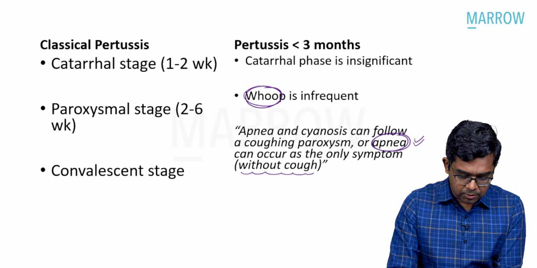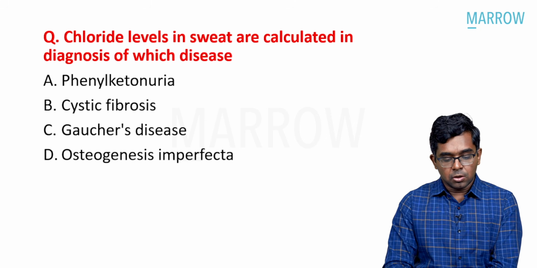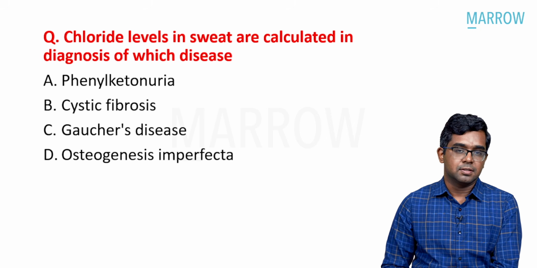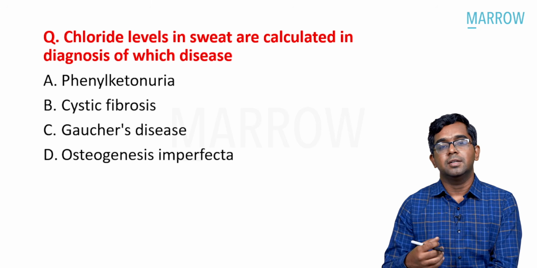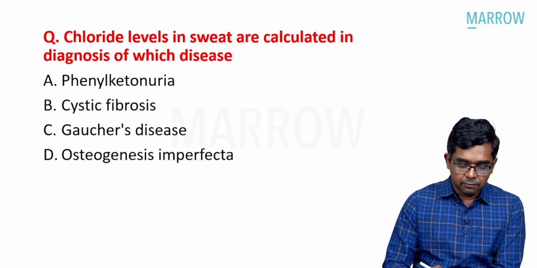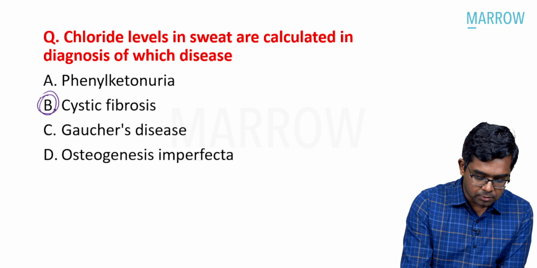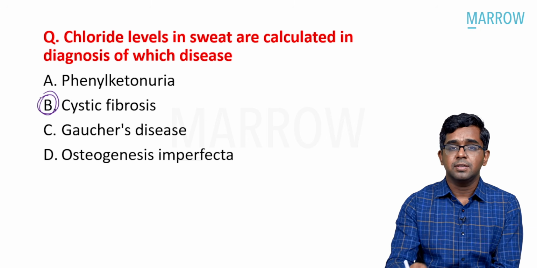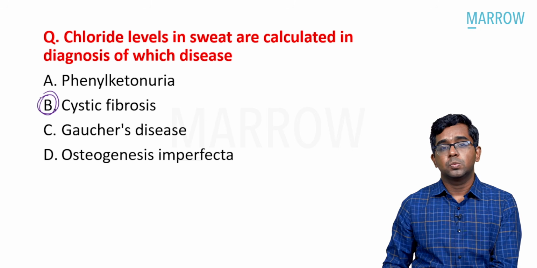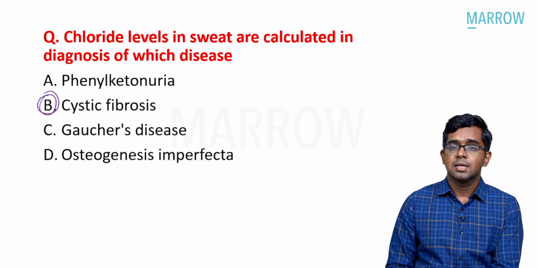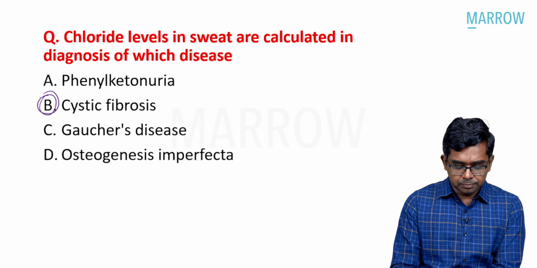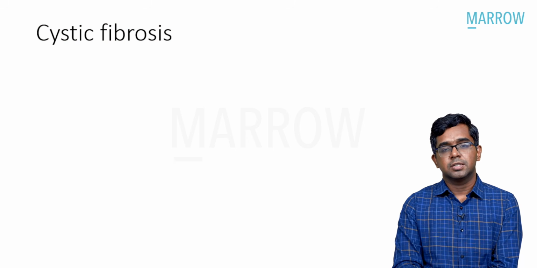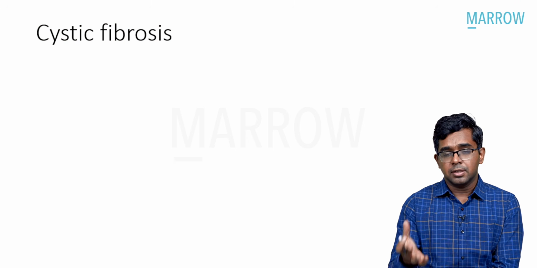Moving on to the last question in the pediatrics part: chloride levels in sweat are calculated in the diagnosis of which disease. Okay, this is again a very straightforward and repeatedly asked exam topic, which is about cystic fibrosis. In every competitive exam there is one question about cystic fibrosis. This time it was a very simple question, estimation of sweat chloride levels in which condition: cystic fibrosis.